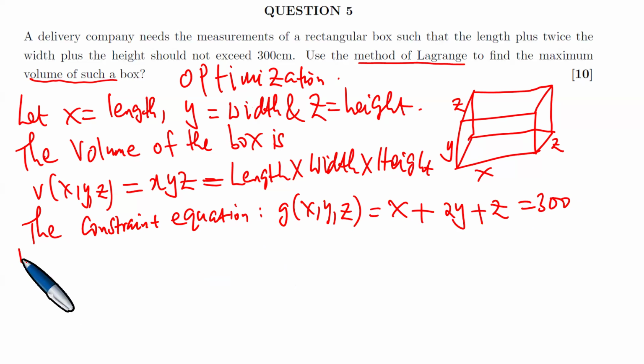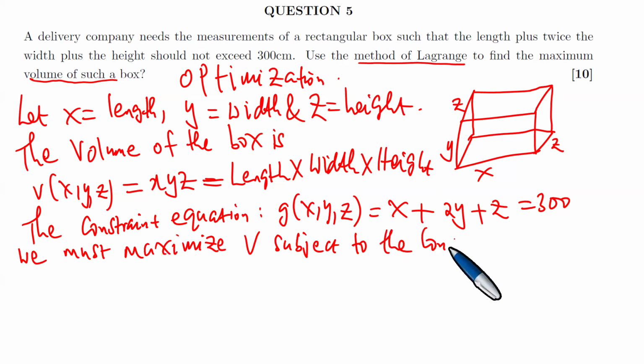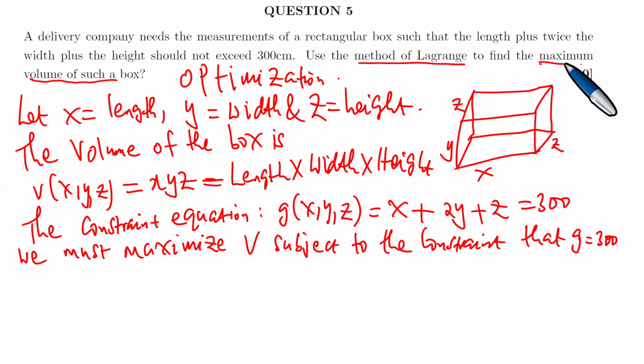And so we must maximize the volume subject to the constraint, the constraint that G is 300. So obviously, we need to find the maximum volume of such a box. So we need to maximize, but subject to the constraint that G must be 300 or less, or just 300.